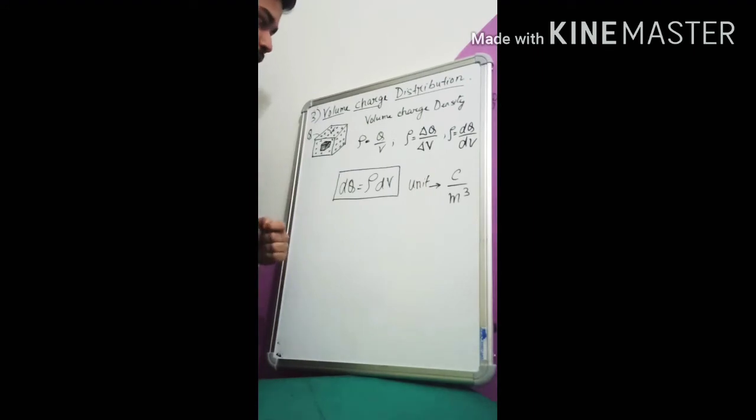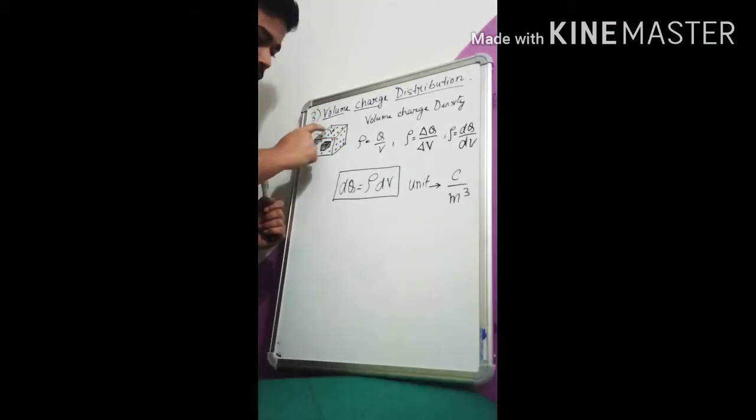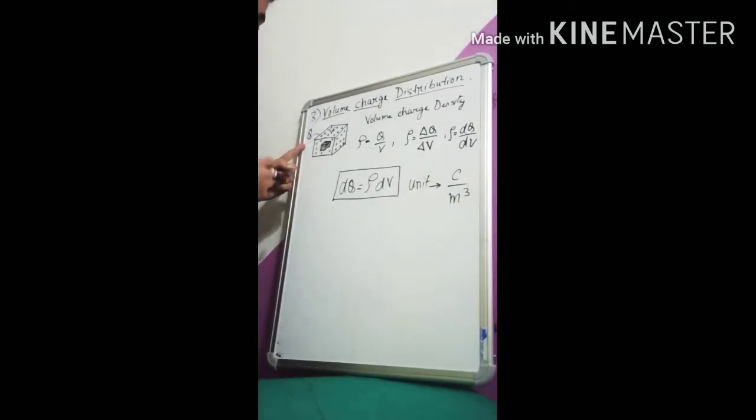The next thing we will try to learn is the volume charge distribution. For volume charge distribution, we consider a certain volume, a three-dimensional object. Suppose here we consider a cube. The total volume of the cube is V, and the total charge Q is uniformly distributed on this conductor, in this volume. We consider the volume of this cube to be V, and Q is the total charge distributed over this volume.